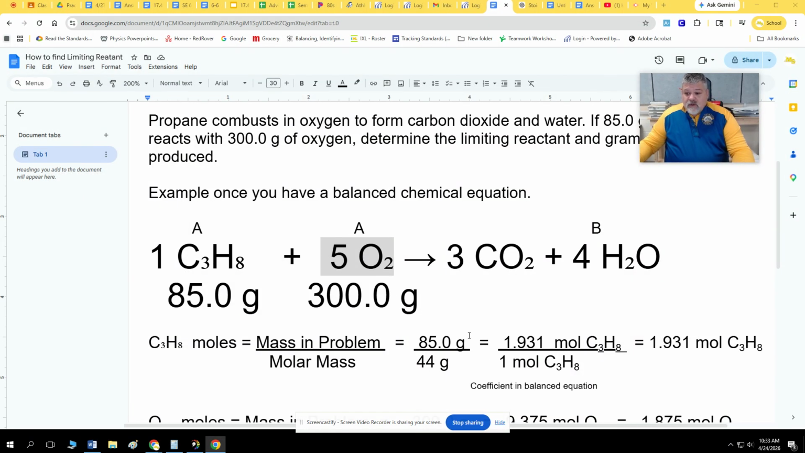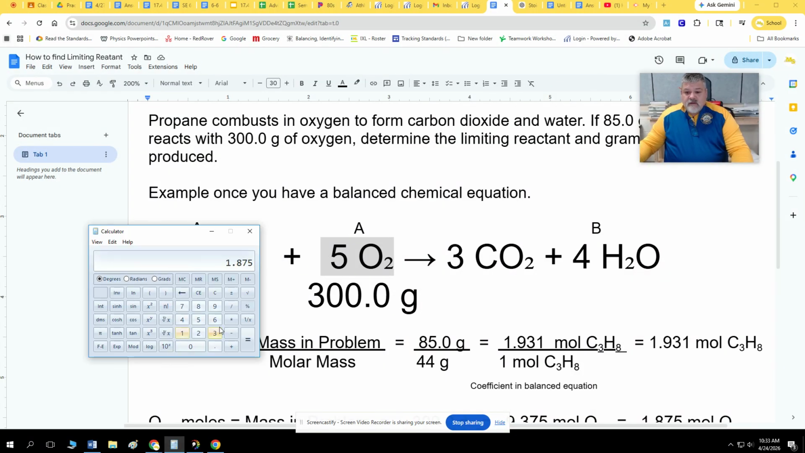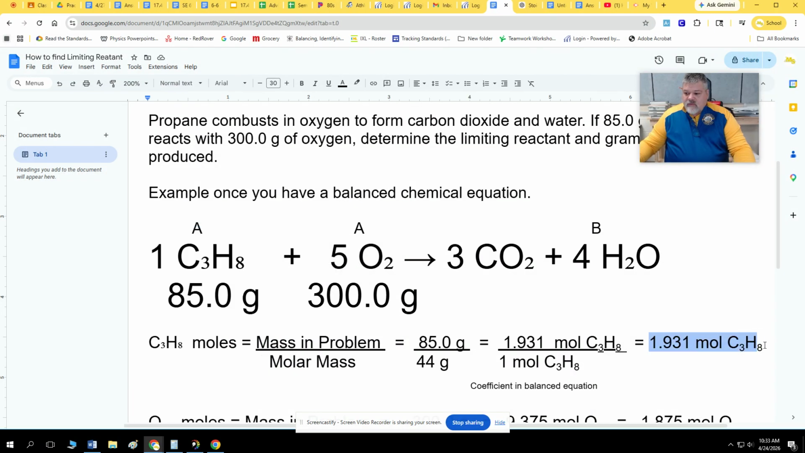So I'm going to take 85 and divide by 44. So 85 divided by 44 equals 1.931. We're good enough there. We don't need to go any further than that. We're going to divide that by 1. So our number of moles of propane is going to be 1.931. If we have to go further, we'll go further with that number.